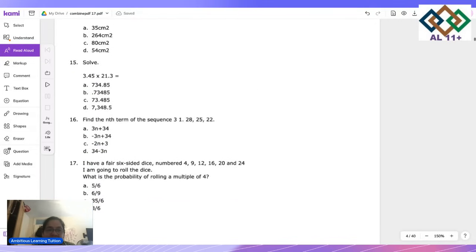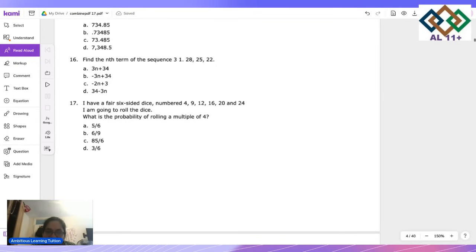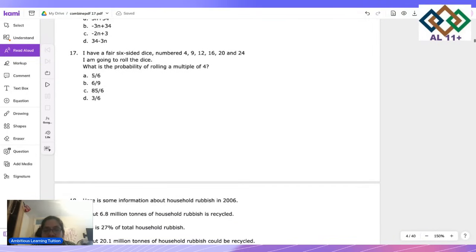And then you need to solve decimals. You have to multiply them, and then as I was telling you about the nth term, that's also common. You have to work that out for number 16. And then you have 17, about a fair six-sided dice numbered 4, 9, 12, 16, and 24. I'm going to roll the dice. What's the probability of rolling a multiple of 4? So you have to do it. You need to know how to find probability basically.